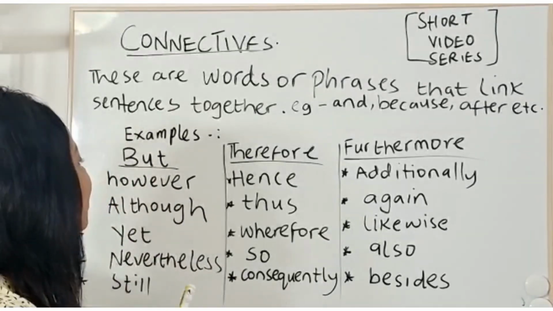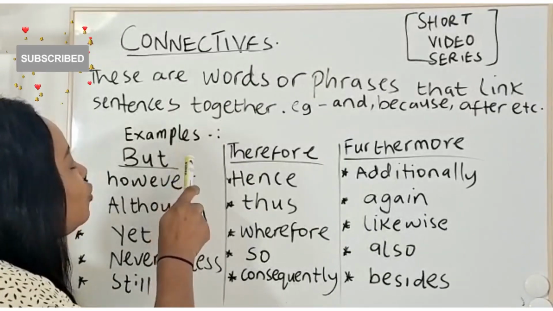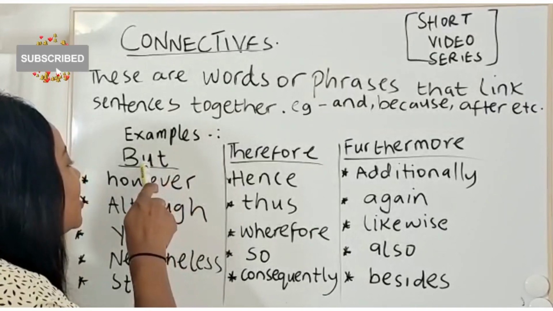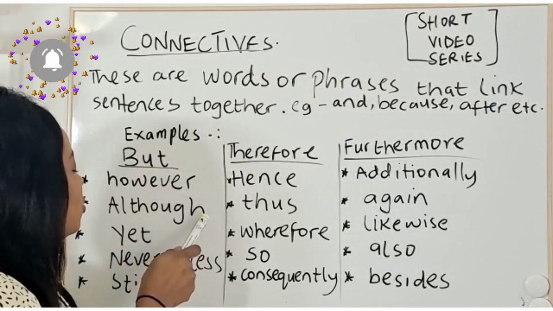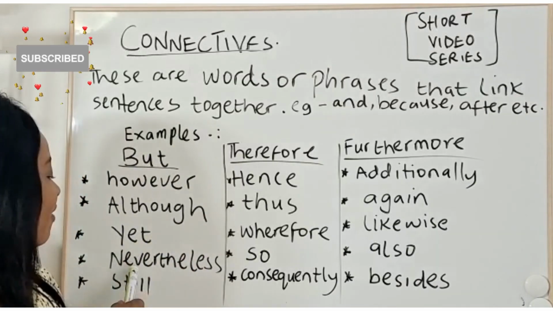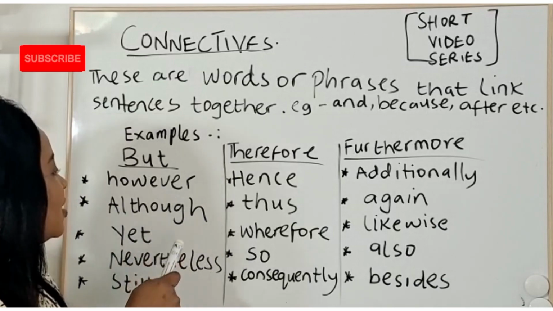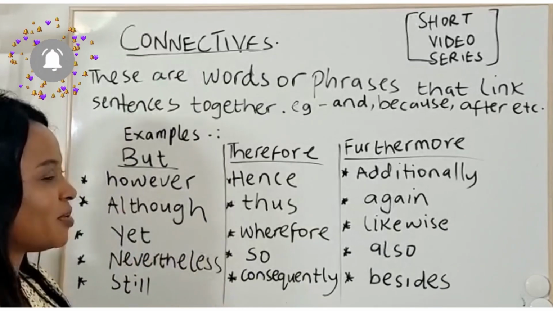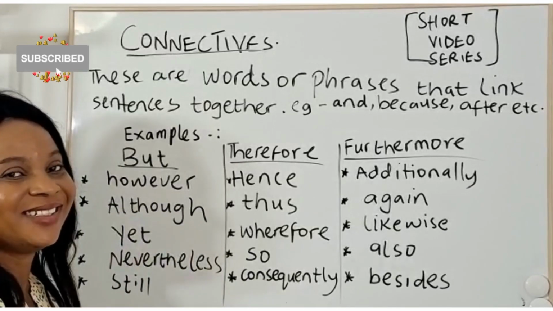So these words today, we have but. So if you're not going to be using but, if you want to look for other words that you can use in place of but, we can use however, we can use although, we can use yet, we have nevertheless, and we have still. The girl is beautiful, still she loves me. The girl is beautiful, but she loves me.